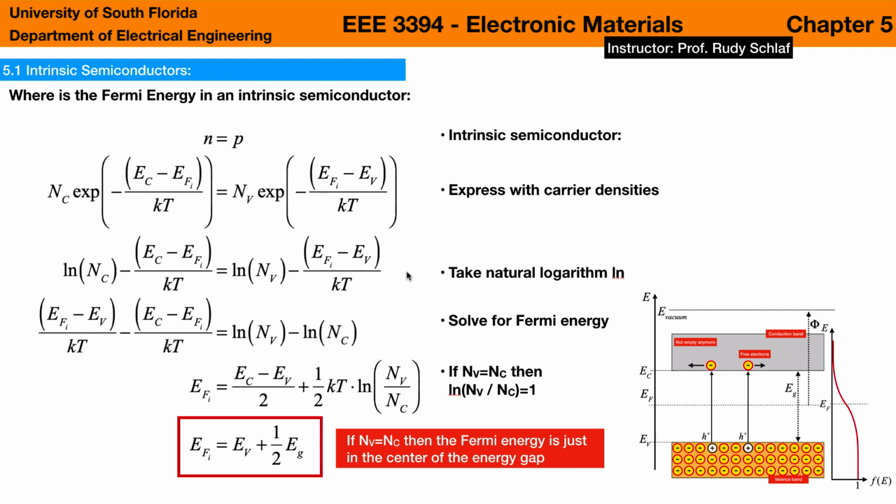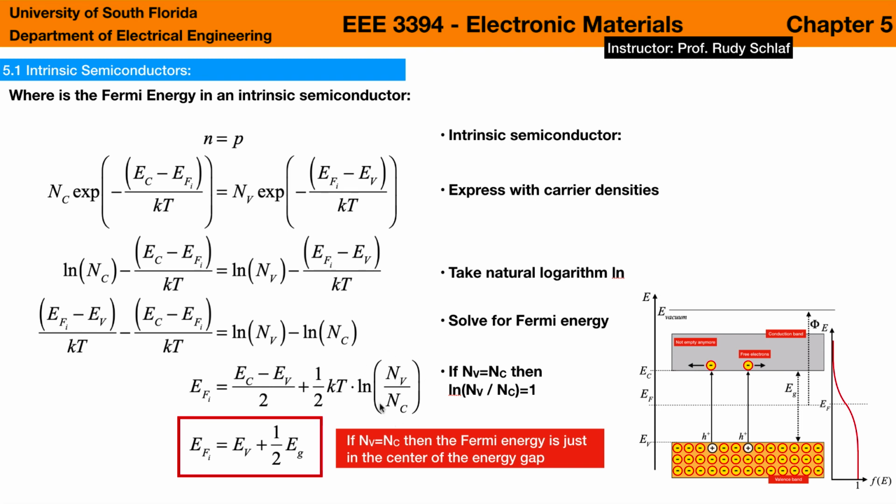Here we take the logarithm, and that liberates the exponents of the exponential functions, so we can sort them on one side, and then you see that what's left here is just the band gap, and we get this expression where we have the effective density of states in the valence band divided by the effective density of states in the conduction band under a logarithm, and this here is 1 if these two are the same. So this is the assumption here, that the effective densities of states are the same.